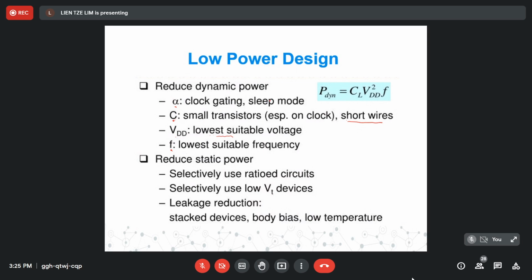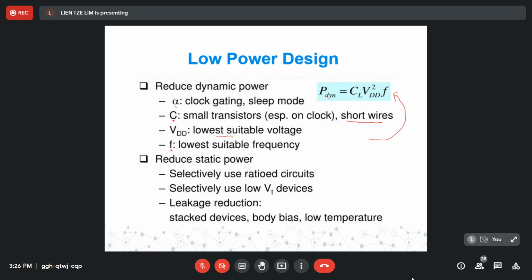How do we know all this can actually help to reduce the dynamic power dissipation? You can always refer back to the formula here. This formula shows the relationship. So for any of the elements here that we can adjust, for example the supply voltage, when we adjust the value of the supply voltage, then the dynamic power dissipation we can also adjust. We can reduce it.